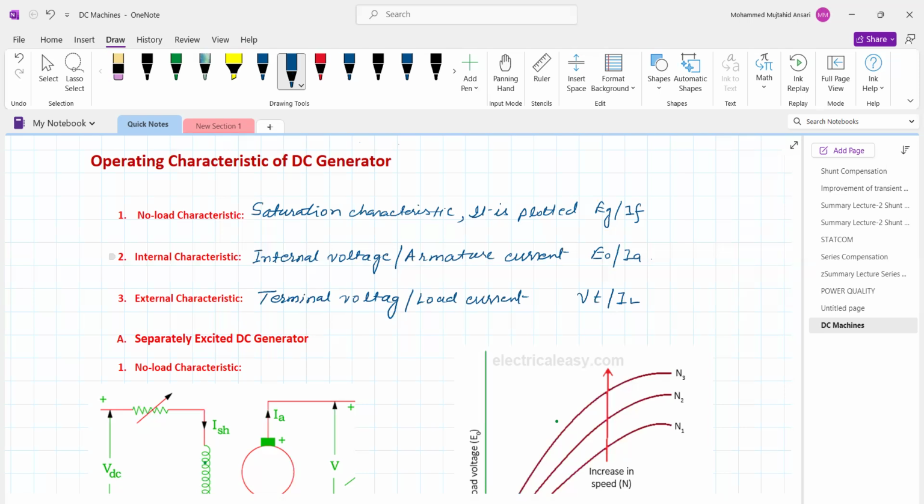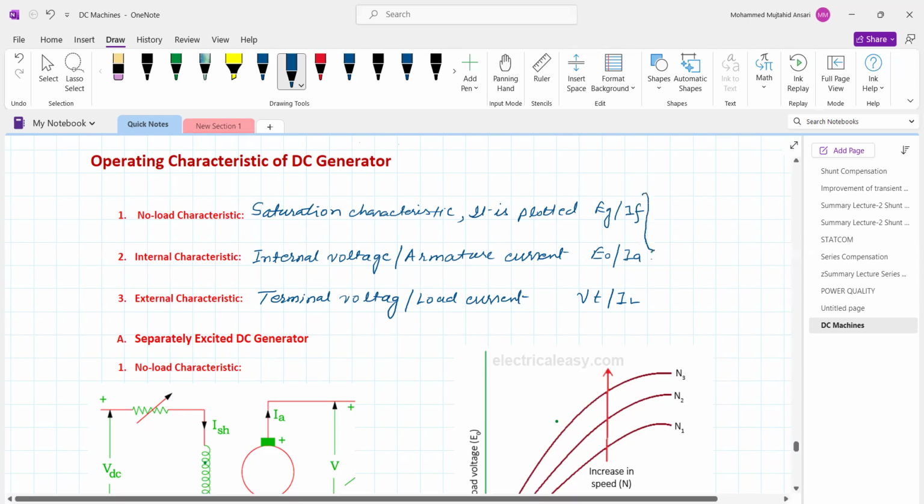Out of these, one is used for design purposes, and the no load saturation characteristic, or no load characteristic, is the same, means the procedure is the same. The shape of the characteristic is the same for all types of DC generator. The external characteristic is the commercial characteristic because it is terminal voltage versus the load current or armature current. From this one, we can calculate the percentage regulation, which is the change in terminal voltage from no load to full load at constant speed.